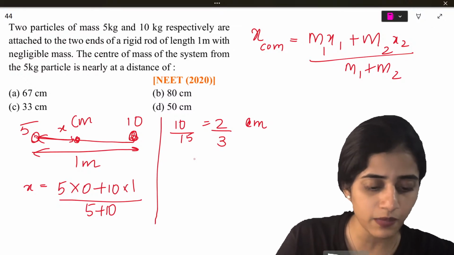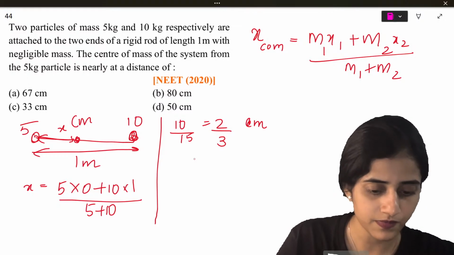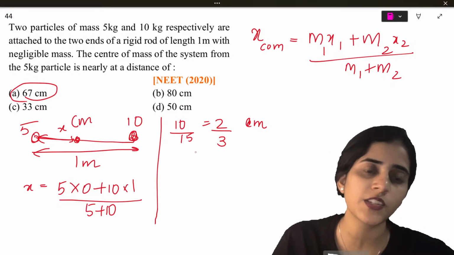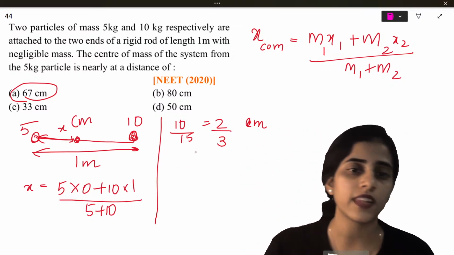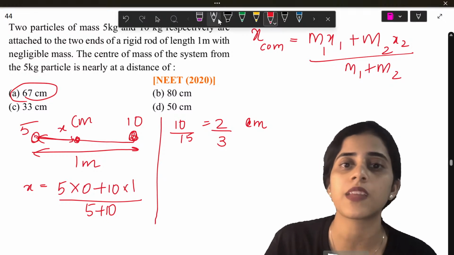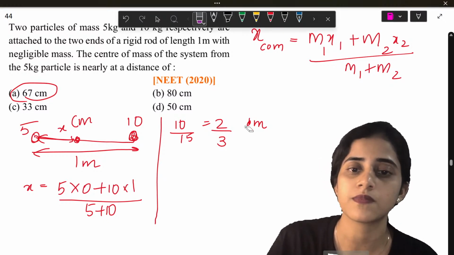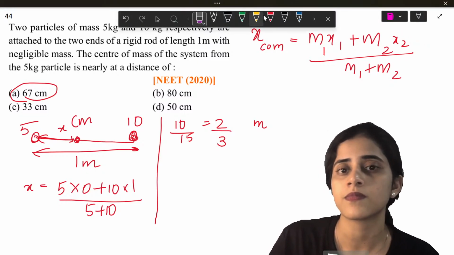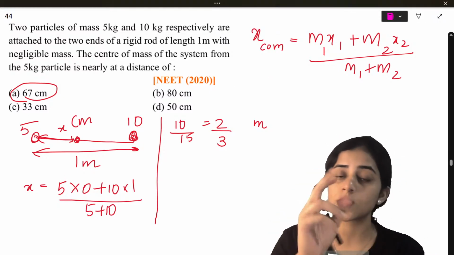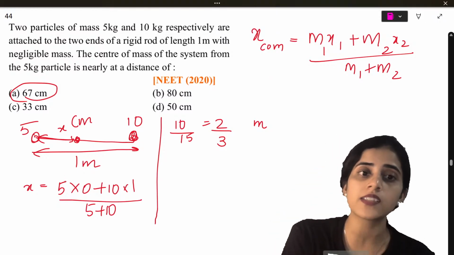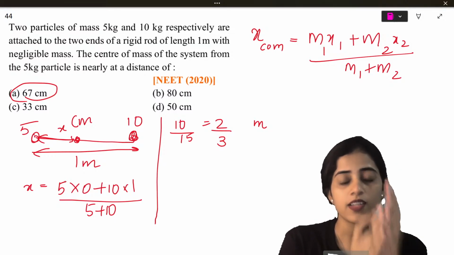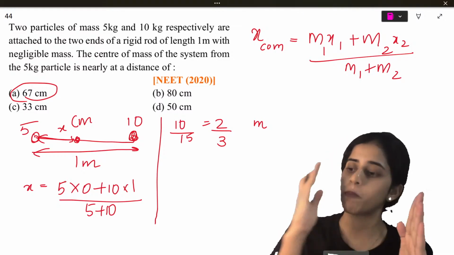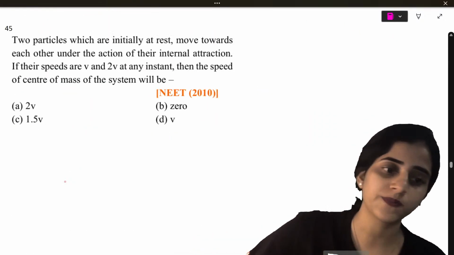So what is the answer? Tell me. It's going to be option A. 2 by 3 is 0.67, and when you convert it into meters, you will get this answer. Okay. So why did I take x1 as 0? Because I'm finding the center of mass from the 5 kilogram particle. So mass 1, the 5 kilogram, is at 0 distance because we are measuring from it. Mass 2, the 10 kilogram, is at a distance of 1 meter with respect to that.